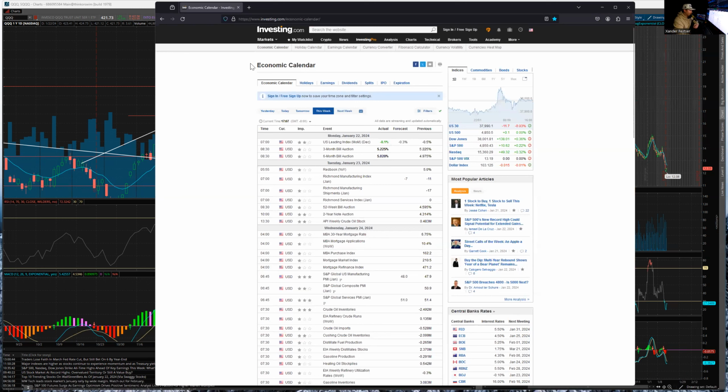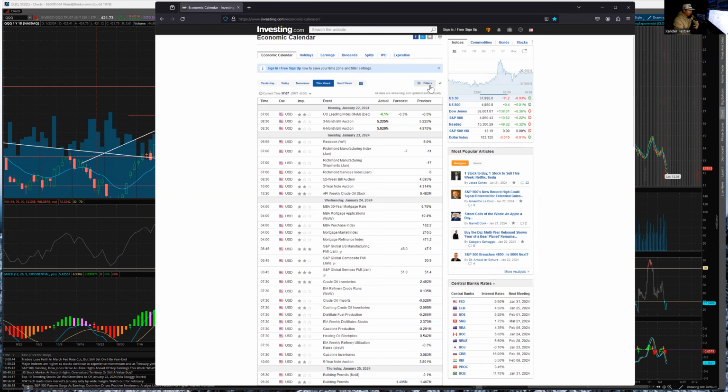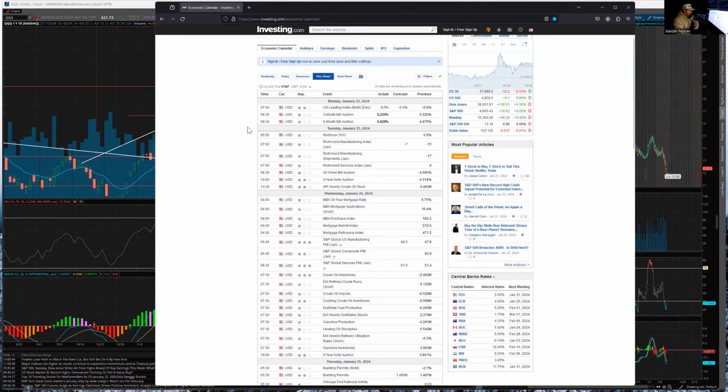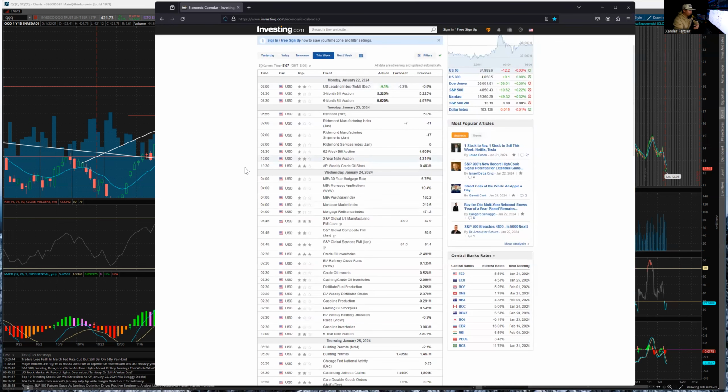So we are on the economic calendar on investing.com. You guys can access this. It's very, very simple. Change it to your time zone, filter it down to just the United States, and that way you're going to be looking at exactly what I'm looking at. So today we didn't have anything too crazy. We did have the US leading index reporting. That did pretty well, better than expected. So that was the first thing today. Nothing too big going on tomorrow either.